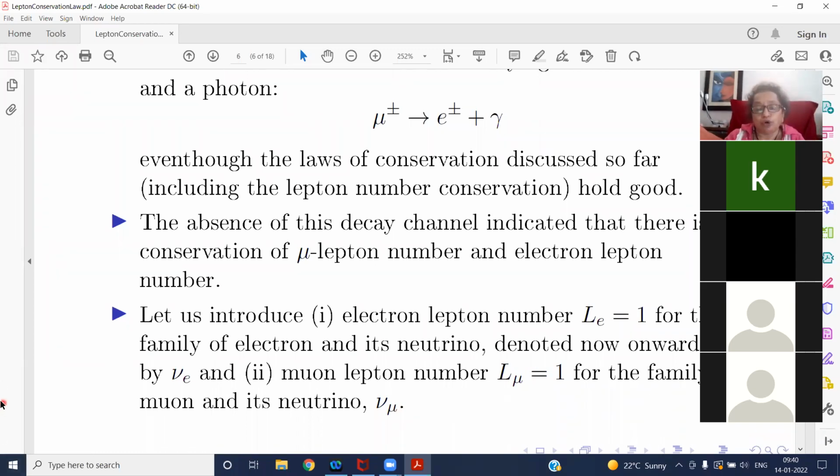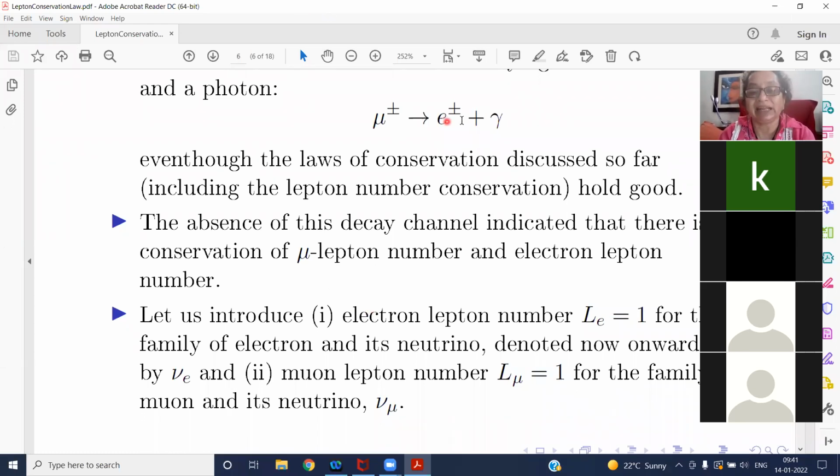But I am now making a rule. That is, electron has a lepton number Le equal to 1 and its neutrino denoted by nu E has lepton number 1. What is lepton number for a muon? I will say L mu, muonic lepton number. That is 1 for the family of muon and its neutrino. What is the family? Family contains only 2 members, muon and its neutrino, electron and its neutrino. It's a family of 2. I call that a family. I have to introduce lepton number for electron separately, muon separately. That is the understanding. Today, I am just telling you why it had to be introduced.